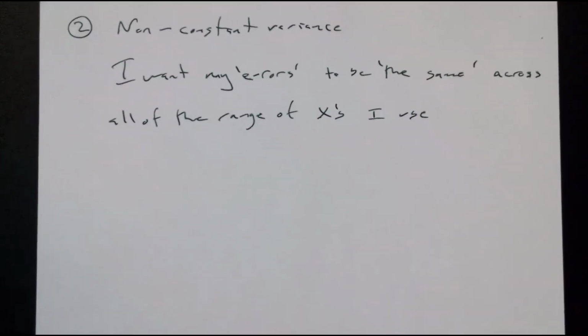Now, I've put some things in quotes here because really I'm not talking about the errors, I'm talking about the residuals. And I'm not talking about them being exactly the same, just mostly the same. We can have a little bit of variation. We were just talking about normal distribution. So I can have some variation in the residuals. I just don't want them to be hugely different. And I don't want them to be different in terms of the x's.